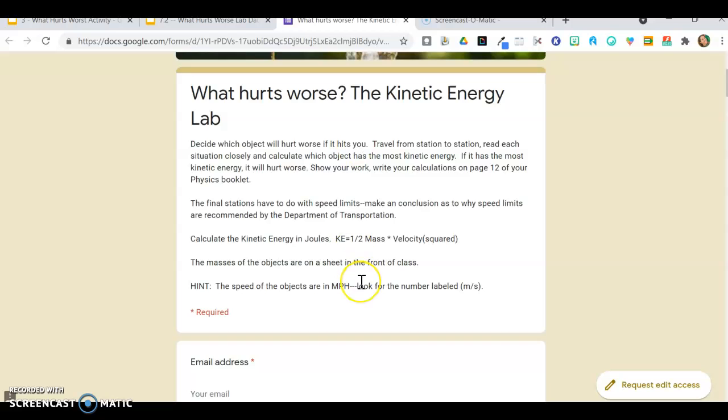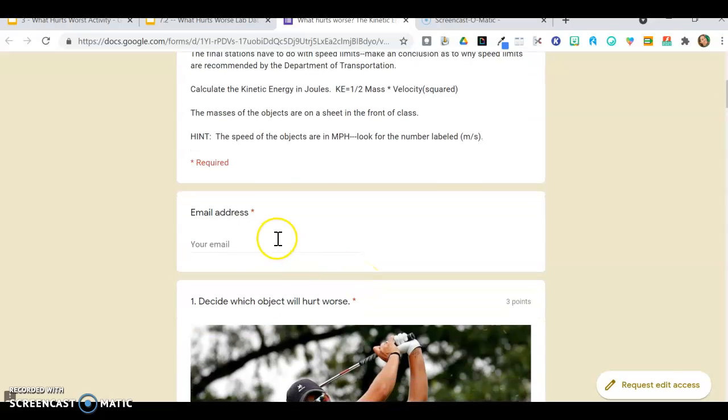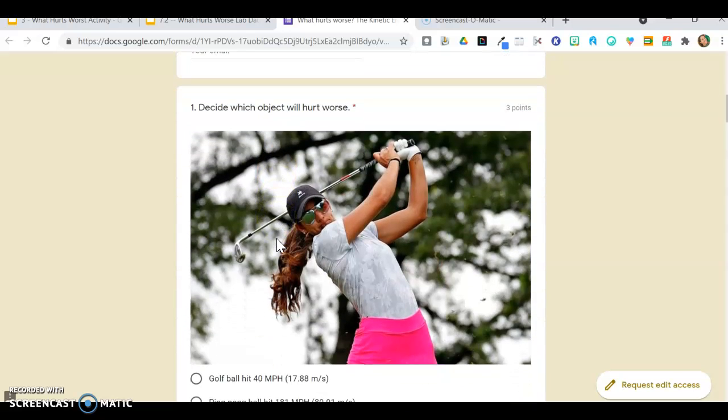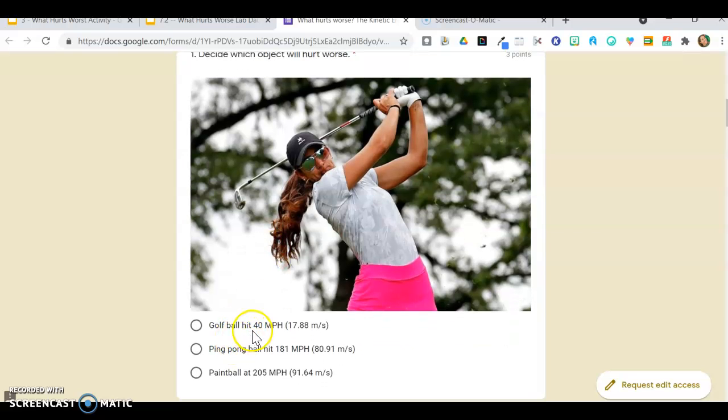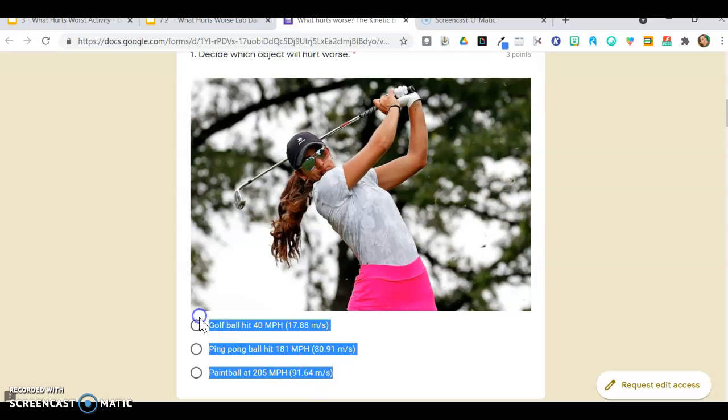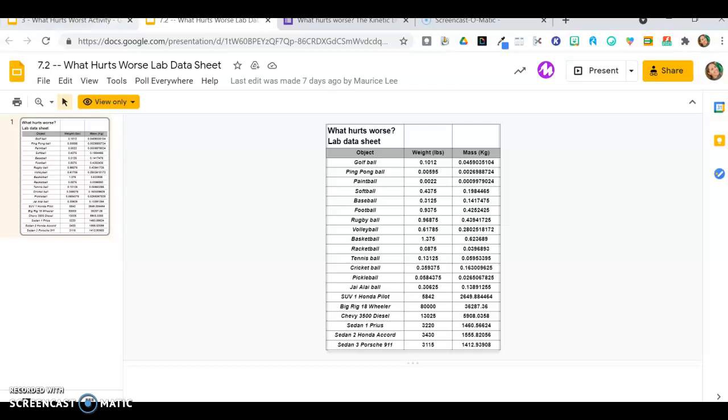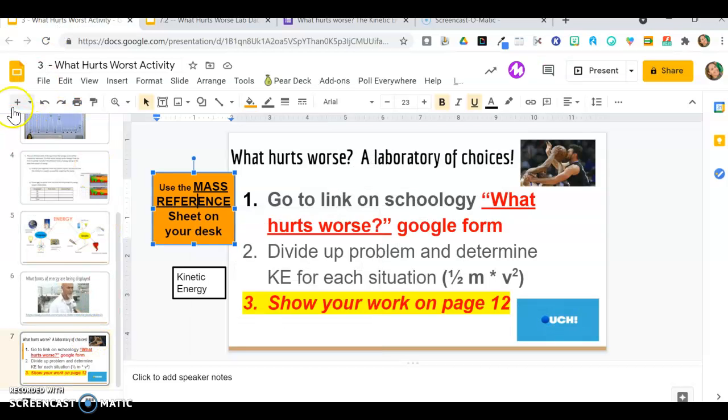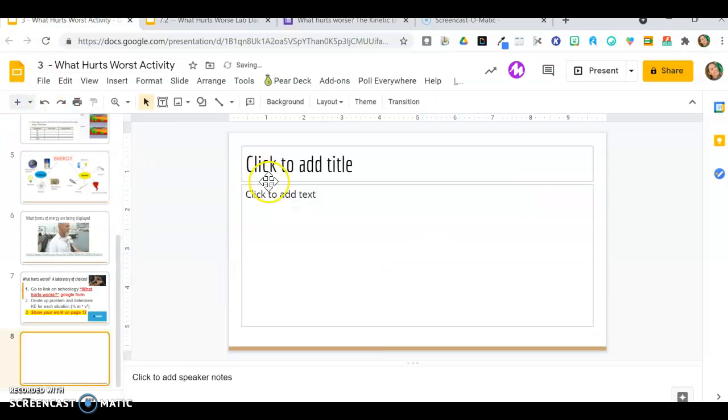So here's our first situation. Make sure you put your email address and name in. Decide which object hurts the worst. We have a golf ball, which is hit at 40 miles per hour, or a ping pong ball hit at 181, or a paintball at 105 miles per hour. So how do we do this? We take each one of these situations and we are going to do the math for it. And whatever has the most energy will be the one that would hurt the most. So I'll do this first one with you guys.